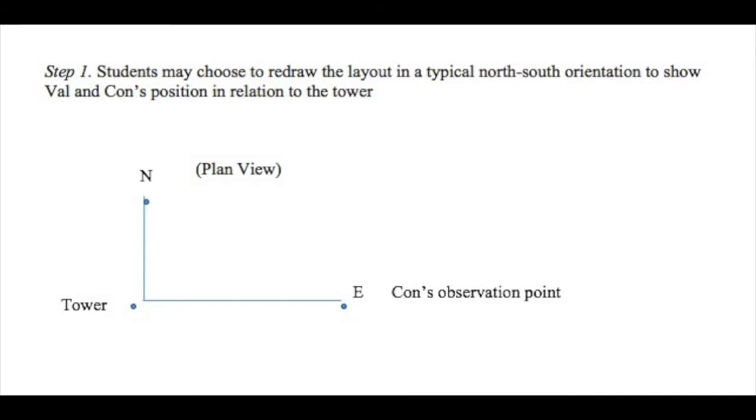The question provides a diagram that can be difficult to work with because it is cut off by the text. Students may choose to redraw the layout in a typical north-south orientation to show Val and Con's position in relation to the tower. For Val's position, there is an angle of elevation and a side given. For Con's position, there is only an angle of elevation given. The question states that the angle of elevation is from the ground of the observation point. To clarify the view, students would be expected to state whether the diagram is plan or side view in each step.